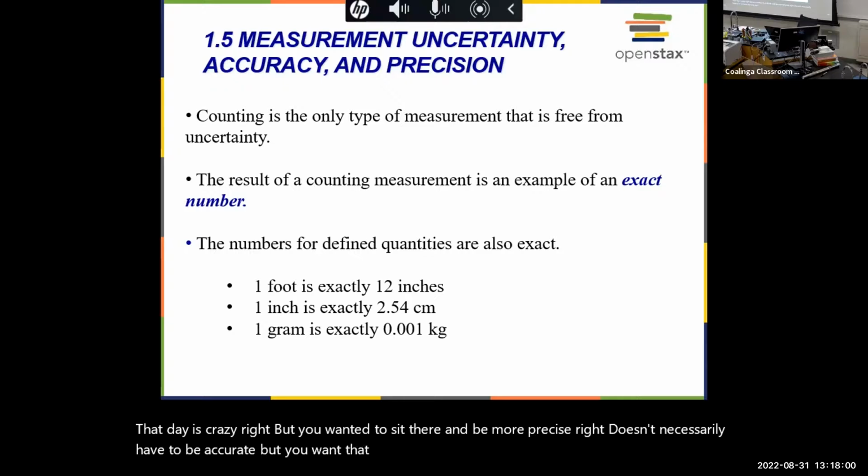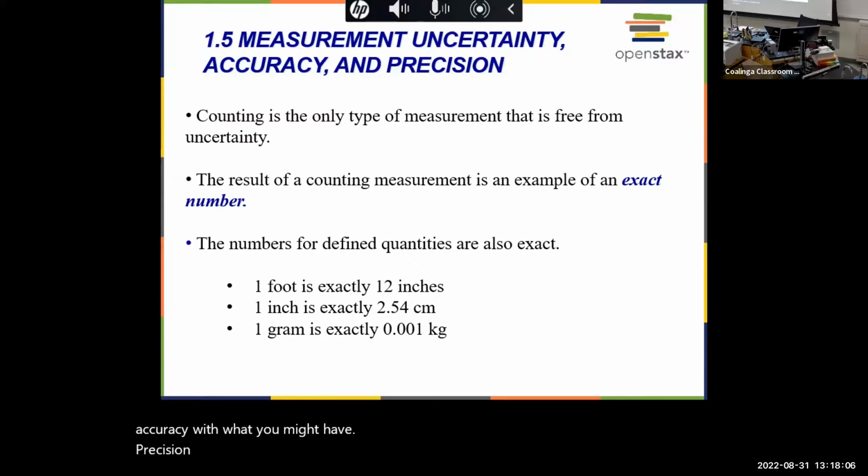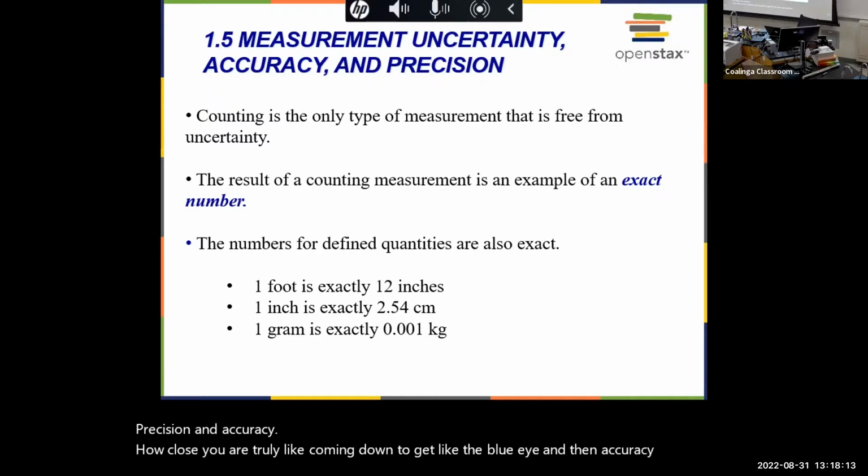We've talked about precision and accuracy. We're looking at that. Precision is like how close you are to it, like how many times you can bullseye, and then accuracy is like here.